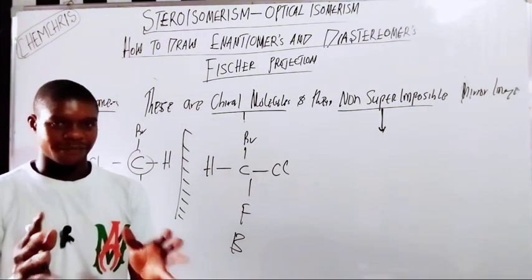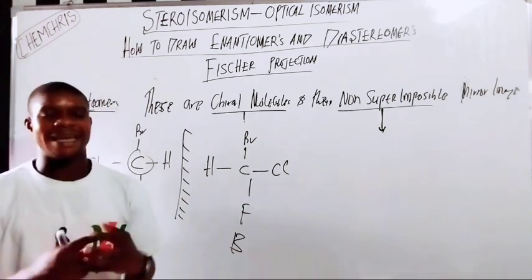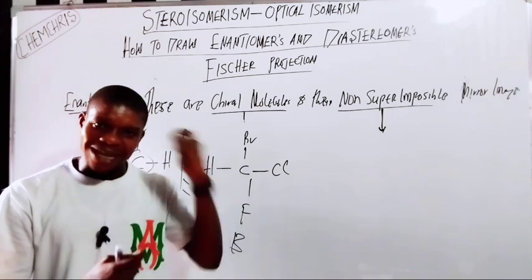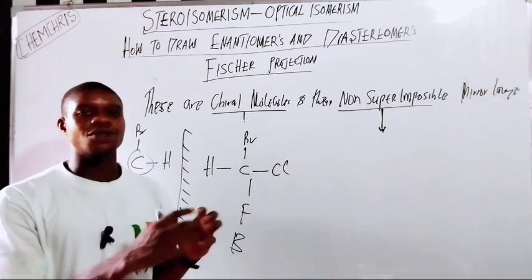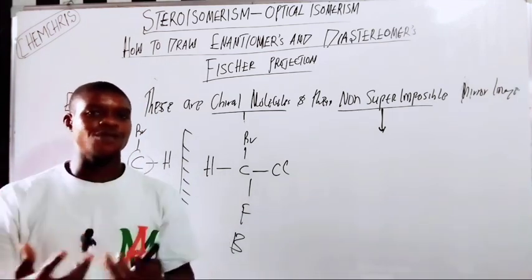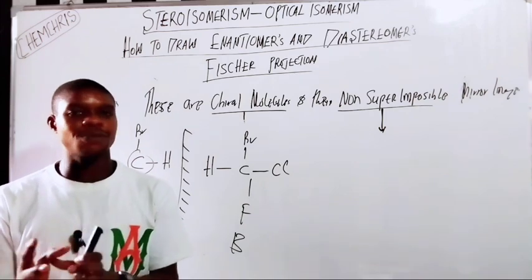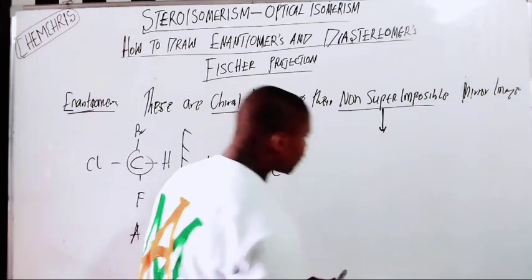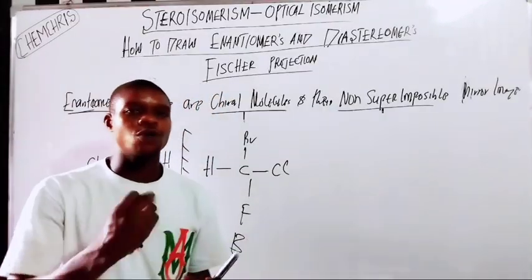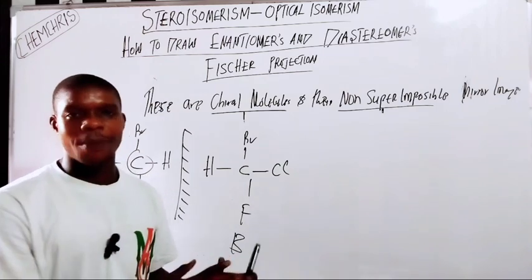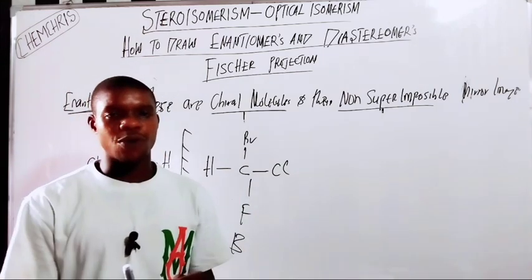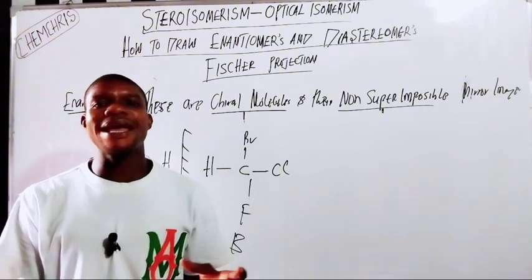In our last class, I taught you guys how to identify a chiral center, and I taught you how to get the number of possible stereoisomers. So we are going to recap on that idea. The number of stereoisomers a chiral molecule will have depends on the chiral center. I'll go back again. The number of possible stereoisomers a chiral molecule will possess depends on the number of chiral centers.